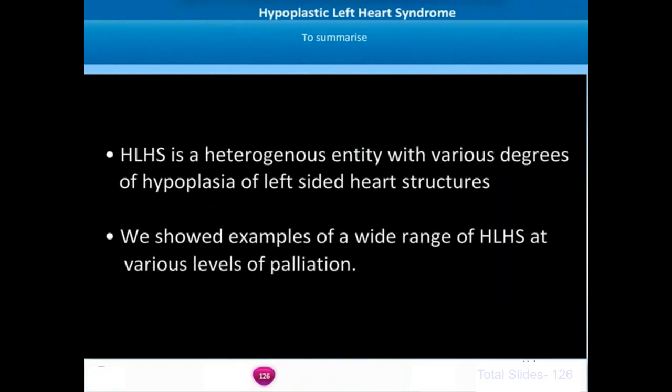To summarize, hypoplastic left heart syndrome is a very heterogeneous entity. There will be varying degrees of hypoplasia of the left-sided heart structures that include the mitral valve, the left ventricle, and the aortic valve and ascending aorta. We went through a series of examples of a wide range of hypoplastic left heart syndrome, and also we showed the various levels of palliation.